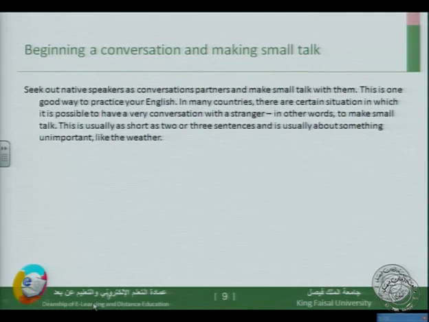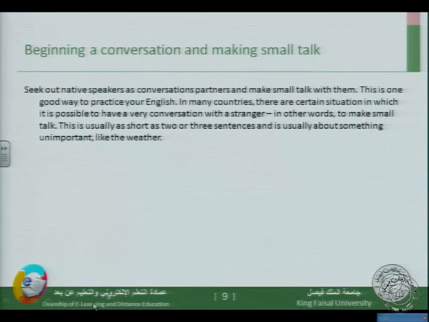I will give you now a list of topics how to start a conversation in one situation. So there are certain situations in which it is possible to have a very short conversation with a stranger. What does stranger mean? A person you don't know. In other words, to make small talk with him or with her. And when I say small talk, it means as short as 2 sentences or 3 sentences.